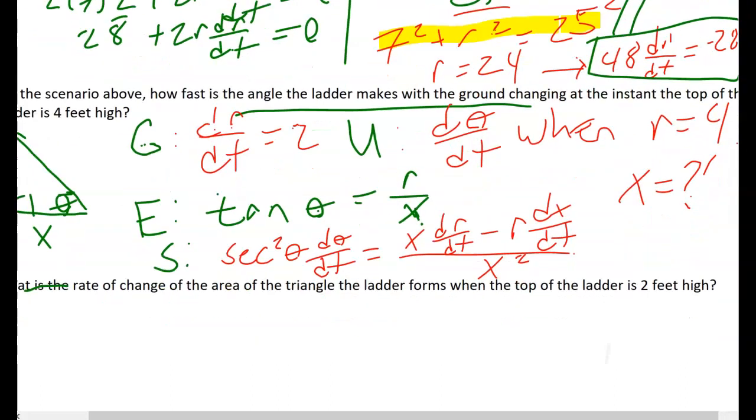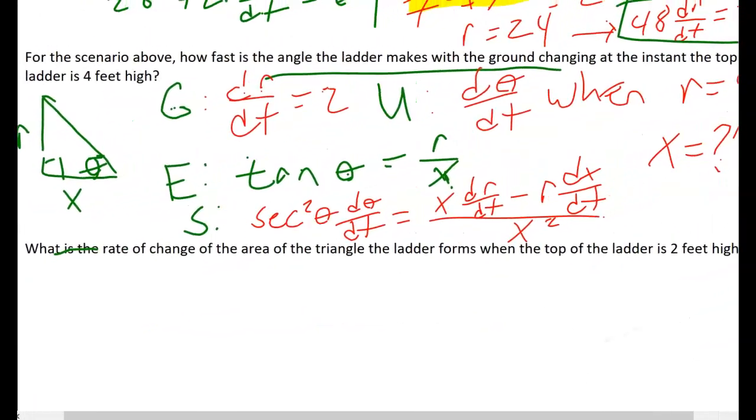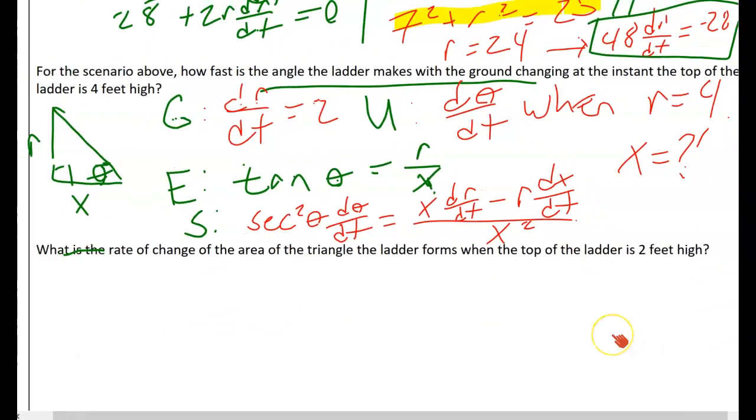And then we'll take a look at one more example, and we're just going to set it up again. So what is the rate of change of the area when the top of the ladder is 2 feet high? And this is kind of a weird problem. We wouldn't want to know this in real life, but I just want you to see what it would look like. So we're given, again, we still have that same dr/dt is 2 feet per second.